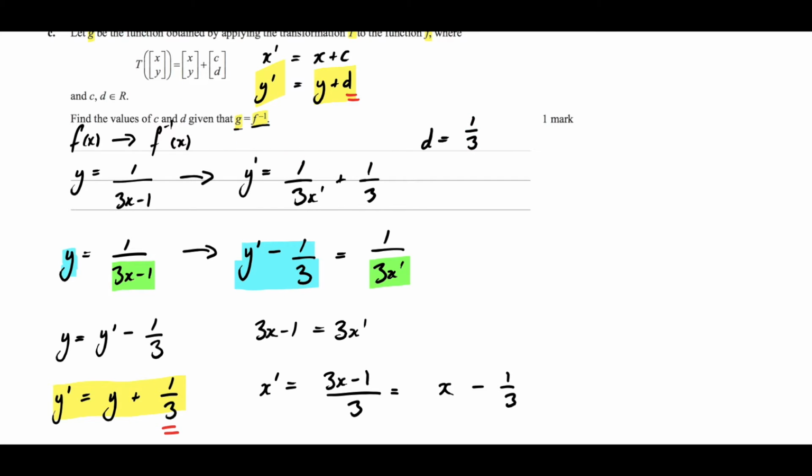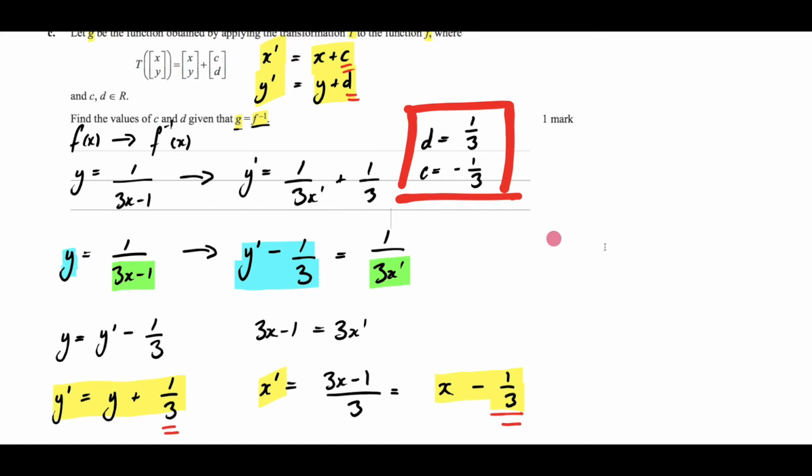And then I would do the same for this right here. So I have x dash is equal to x plus c. And here I have x dash is equal to x minus 1 over 3, which means that my c value, let me get my red pen, my c value is simply going to be negative 1 over 3. So I come over here and I'm going to go c is equal to negative 1 over 3. And that right there is going to be my answer.